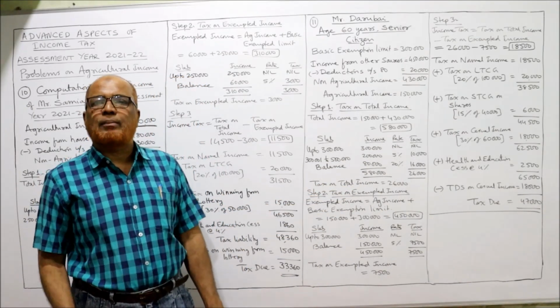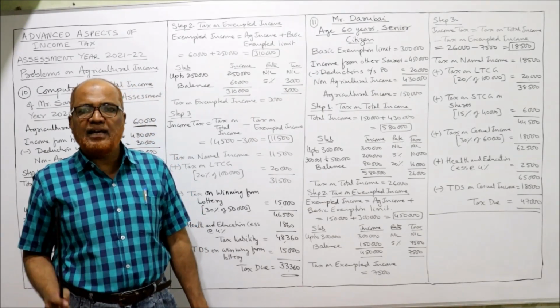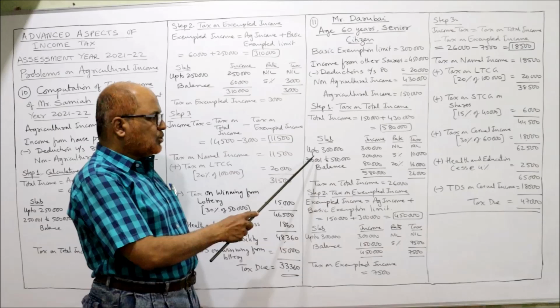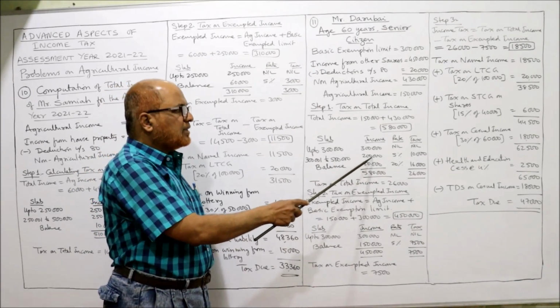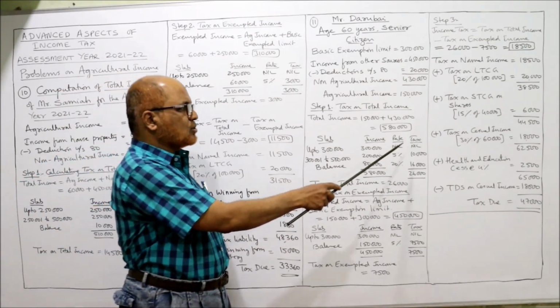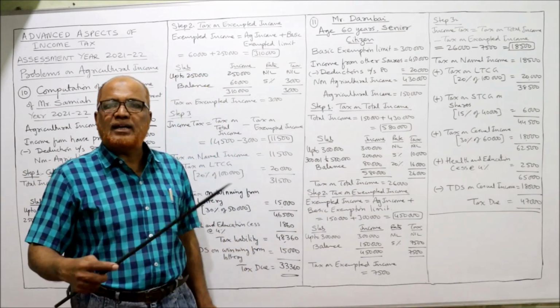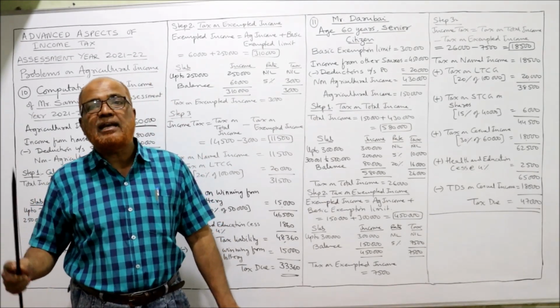Second slab goes from 3 lakh 1 rupee to 5 lakh. So 3 lakh 1 to 5 lakh, the income is 2 lakh. On this 2 lakh, the rate of tax is 5%. So 2 lakh at 5%, 10,000. Now we'll take the balance, because the next slab goes from 5 lakh 1 to 10 lakh.